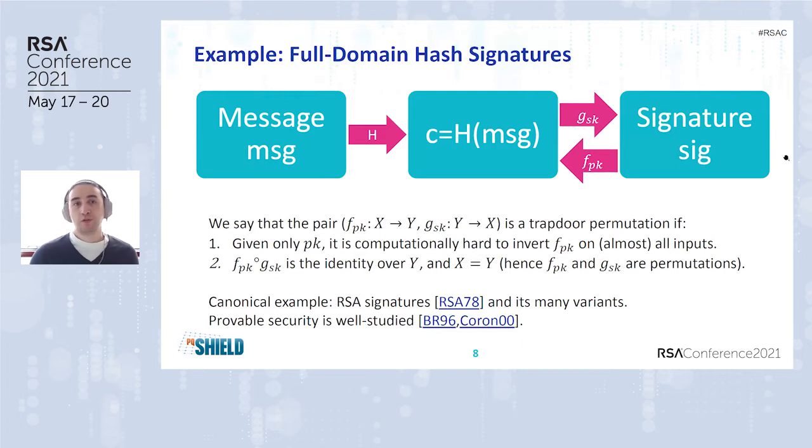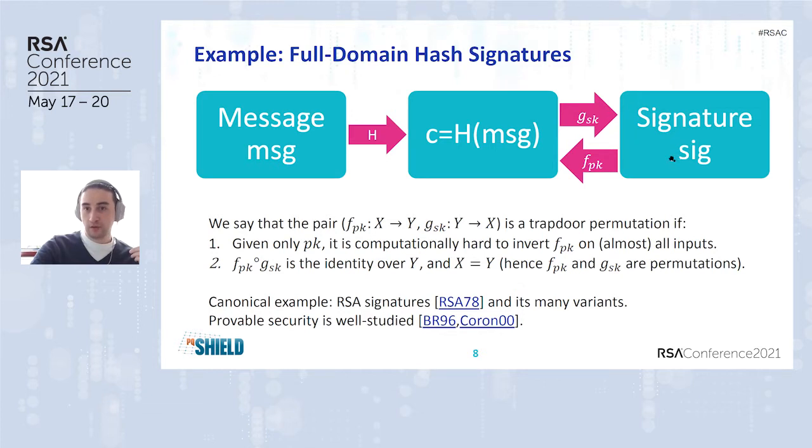And this example is the example of full domain hash signatures. Because we are at CT-RSA, it makes sense to talk about RSA signatures. And RSA signatures can be formalized as an instantiation of what is called a full domain hash signature. So you start with a message and you pass it into a hash function, then you obtain a challenge C. And then you have a pair of functions F and G. G takes as input the secret key plus the challenge, and it allows you to compute the signature.